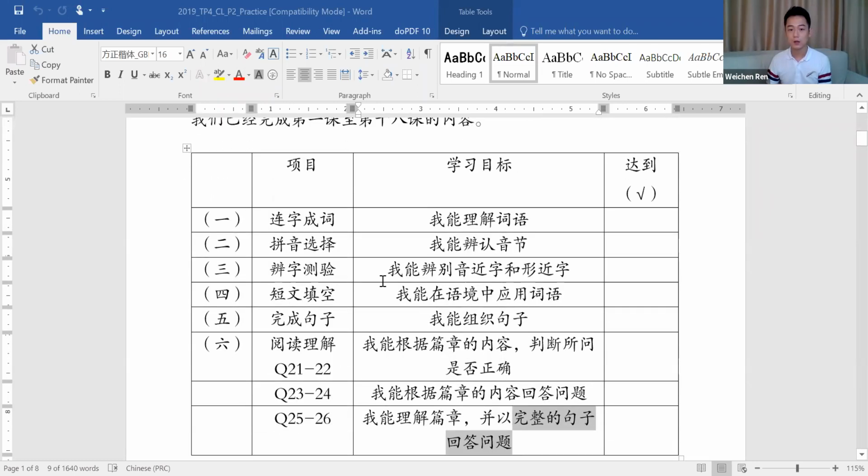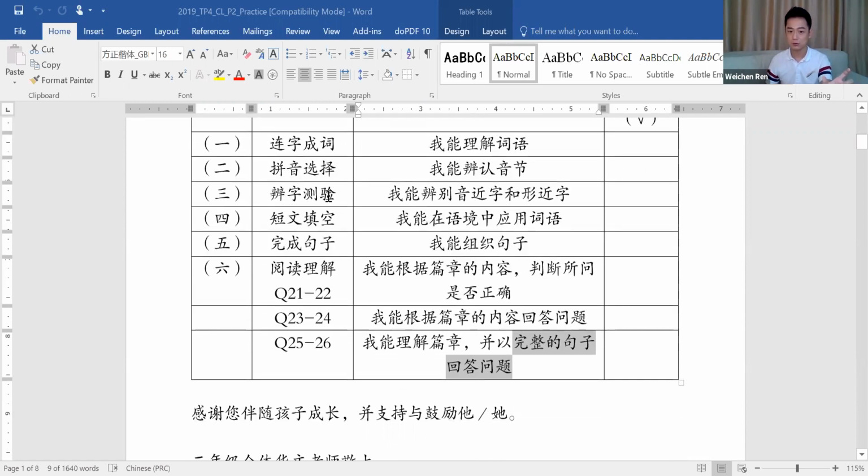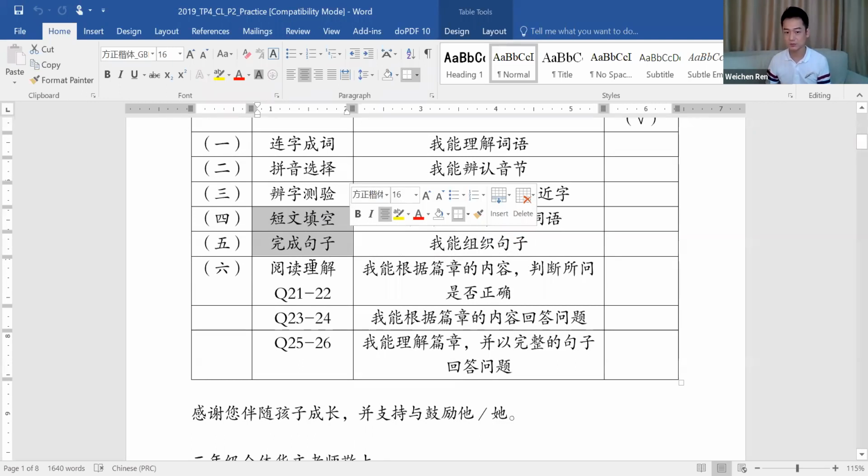which looks like this. In primary 1, we only have 连字层词 to combine the different characters into a word. 拼音选择 to choose the correct 汉语拼音. 辨字测验 to select the correct word. And we also have the simple comprehension. But in primary 2, there are 2 new types of question exercise. One is 短文填空, fill in the blank into a passage. 完成句子 to complete a sentence by choosing the correct option.